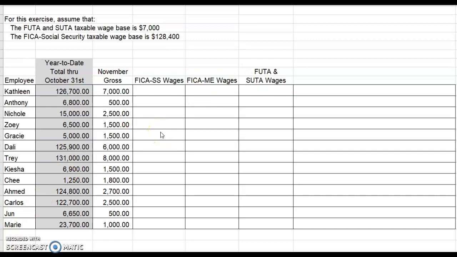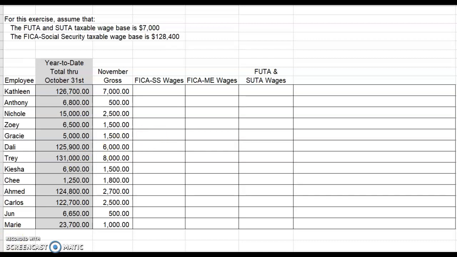As always, I strongly recommend that you download and print the PDF worksheets that accompany this lecture, or download the Excel workbook so that you can follow along with the video and practice calculating wages subject to employment taxes.